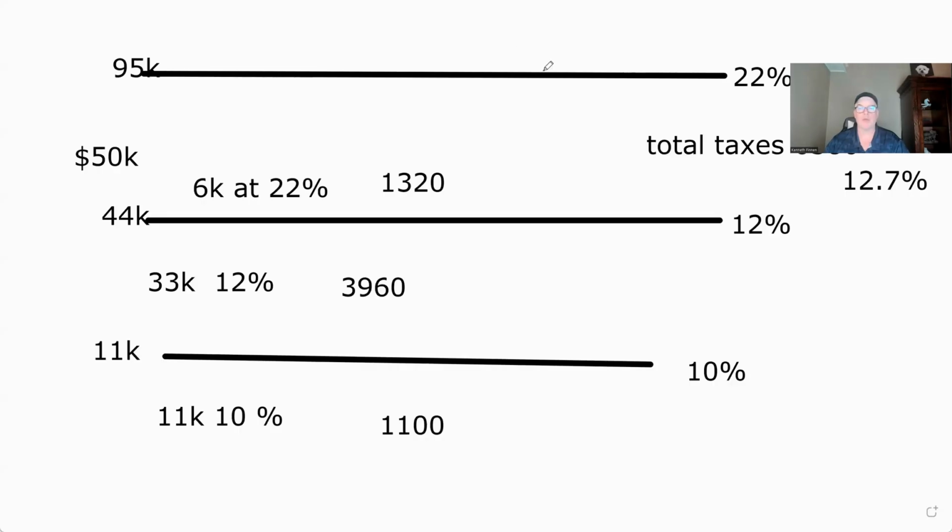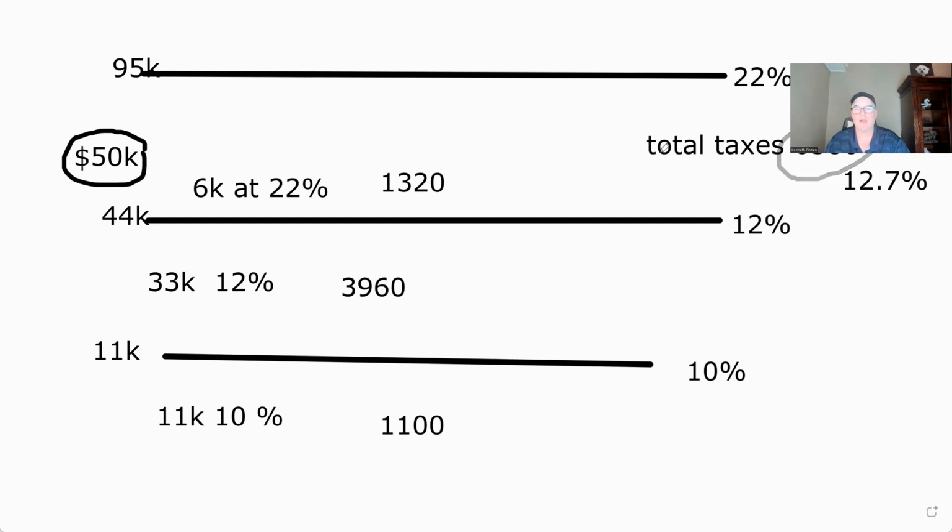Okay, so we already know that your marginal tax bracket is your top tax bracket of 22. You're not paying 22 on the whole 50, even though you're in that bracket. The first 11 grand you make is 10%, that's $1,100. The next 33,000, I hope I did the math right, is 12% of that, $3,960. And the amount above 44 is 6 grand, and you're going to pay 22% of that. So you're going to pay $1,300, $3,960, and $1,100. That's $6,380 in total taxes.